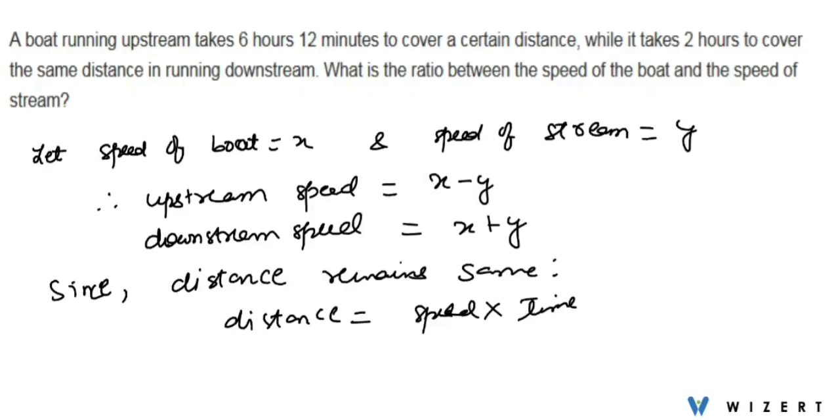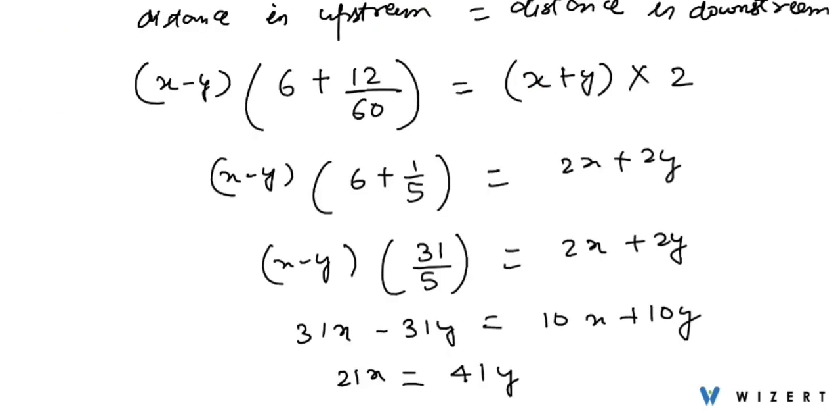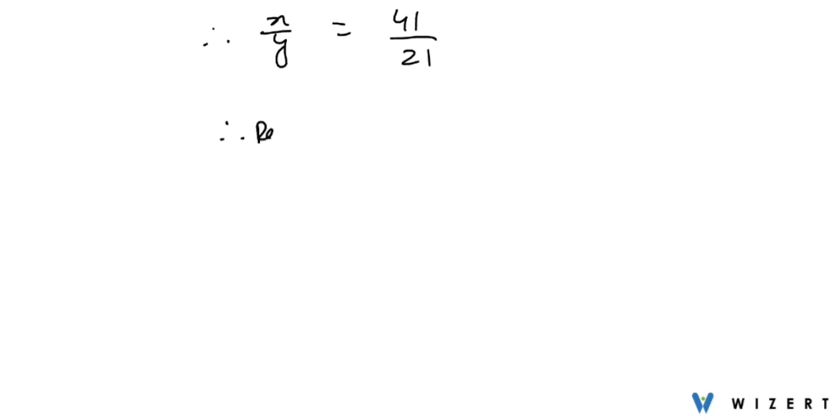So the ratio x by y is 41 by 21, and x by y ratio is nothing but the speed of boat to the speed of stream, and this is asked in the question. So we can say that the required ratio is 41:21. So this is the answer.